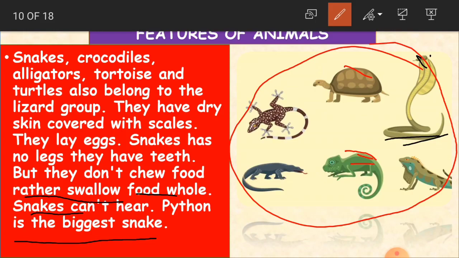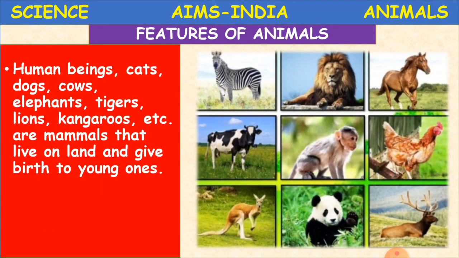Clear, children? So these are about some types of animals which belong to the lizard group. As you can see here, the tortoise and this chameleon, snake, lizard, crocodile, all these belong to the lizard group. And here are some other animals like human beings, cats, dogs, cows, elephants, tigers, lions, kangaroos and so on. They are also mammals that live on land and give birth to young ones.